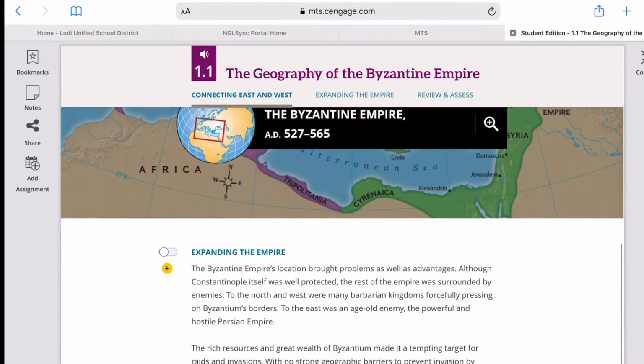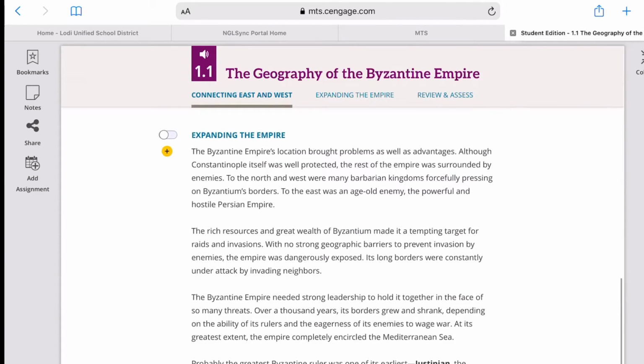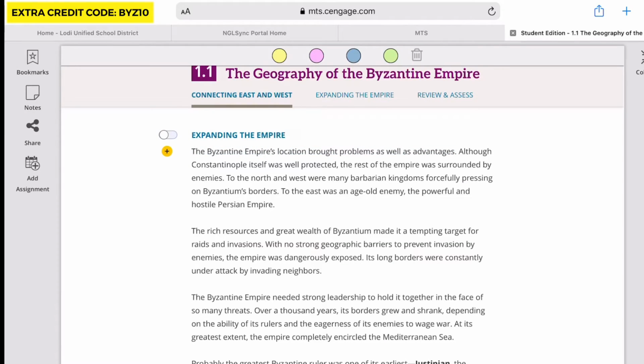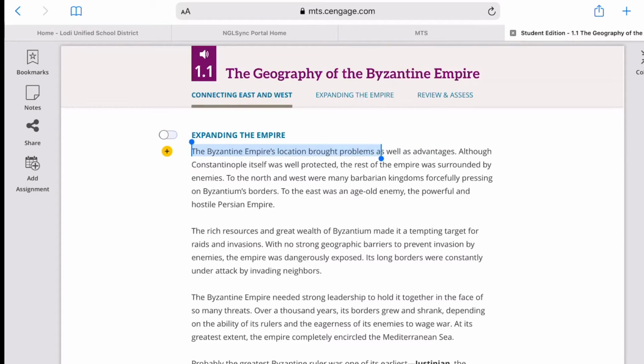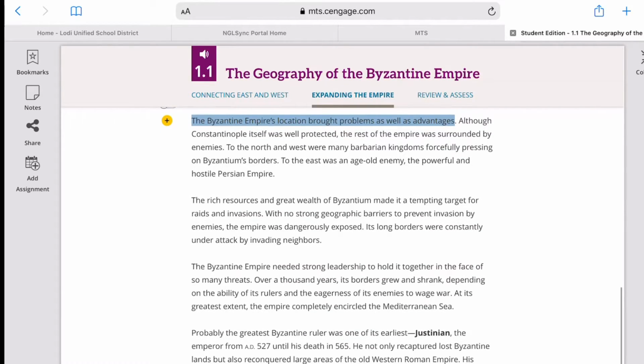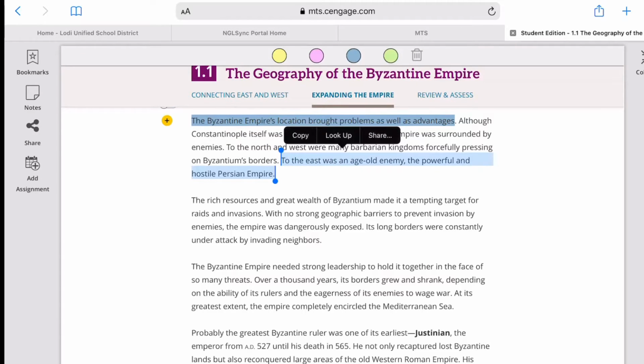Well, of course, this geographic feature is not all advantages. There are problems as well. Although the capital Constantinople itself was well protected, the rest of the empire was surrounded by enemies. To the north and west were the barbarians, the barbarians that ransacked Rome, the western side. To the east was the age-old enemy, the powerful, hostile Persian Empire. Well, of course, the reason for these many enemies is its resources. So it will always boil down to the resources, the economy, right?